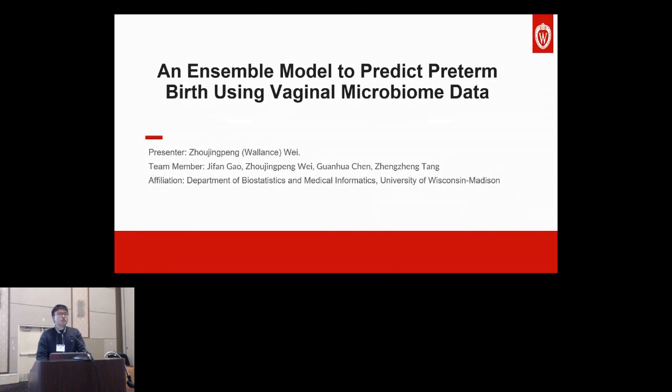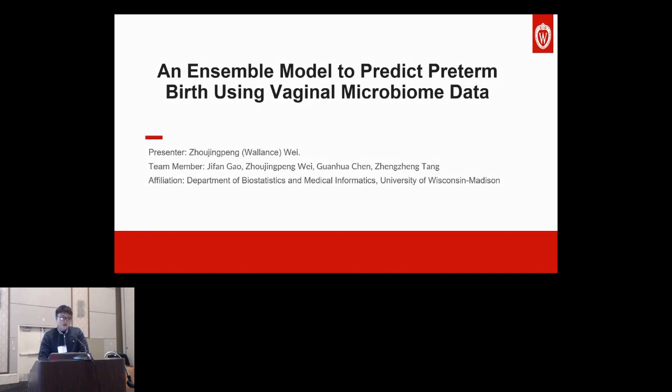My name is Zhoujingpeng. You can call me Wallance. I'm a second year PhD student in the Department of Biostatistics and Medical Informatics at the University of Wisconsin-Madison. Other team members are Jifan Gao, who is a third year PhD student, and Dr. Wanhua Chen and Dr. Zheng Tang, who are associate professors in my department.